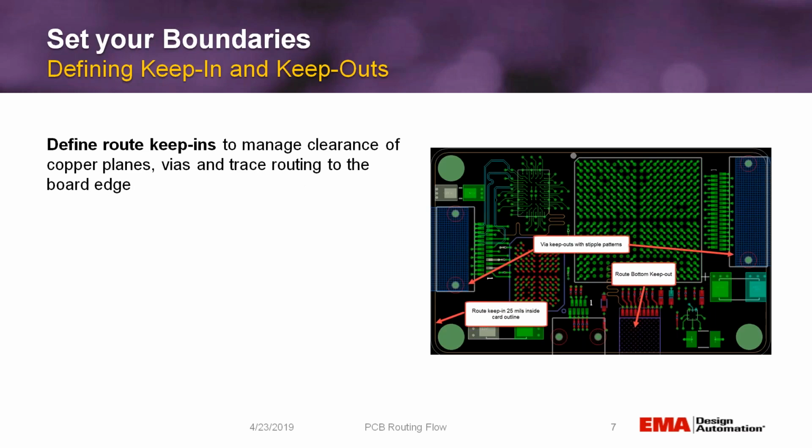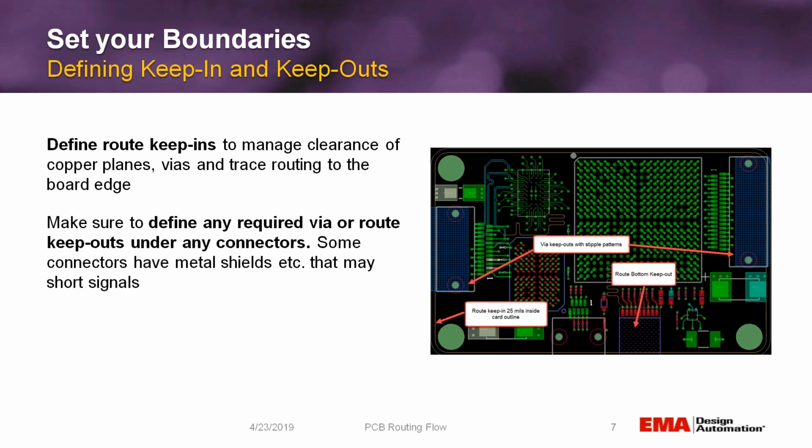Next thing is we would define our keep in and keep out regions. You may have special connectors that have metal shells, or you may have cutouts in the board where I want to prevent any traces or vias from routing through those areas. So I can block those with keep outs. The route keep in we establish keeps the copper away from the edge of the board. So we'll define a route keep in area so that any copper planes that we add or any routing will stay on the perimeter of that route keep in.